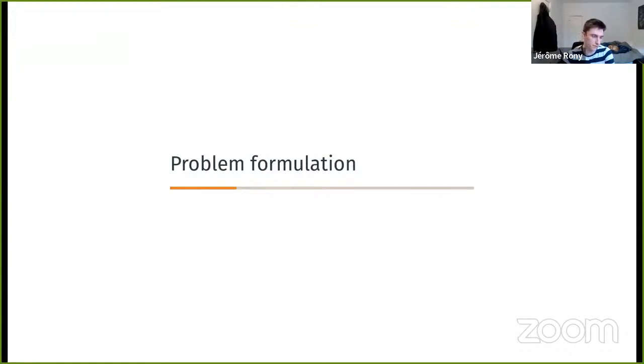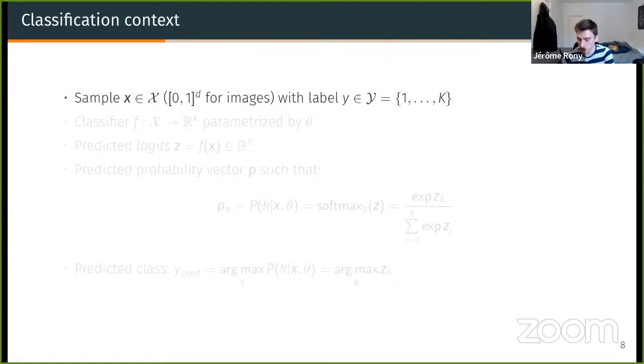So now that we have seen how we can obtain them, how do we actually formulate the problem? Just a bit of a primer on classification, or at least defining the context. We have a sample x in the input space, which for images is basically the interval [0,1] to the power of D, with the label y in {1,...,K}. We have a classifier f that goes from the domain X to the codomain R^K, parameterized by theta.